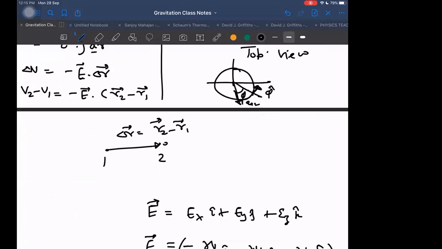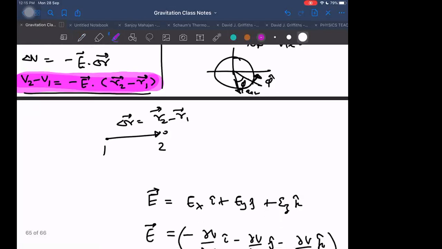Is it always valid? Not always valid. Valid only for which cases? When E is constant. Valid only in those cases. Otherwise, it is not valid, obviously. But it is an important result, and in many cases E will be constant. So wherever E is constant, we can start using it, and when it is not, obviously, we cannot use it. And you should understand the physical meaning of this, that 1 and 2 are just initial and final points.